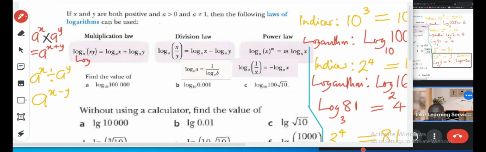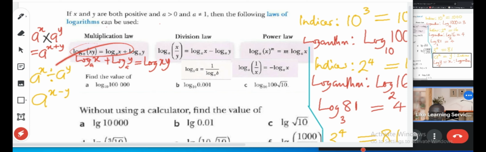Log of x in base a plus log of y in base a is equal to log xy. It's the same thing. If the left-hand side gives the right-hand side, the right-hand side will also give the left-hand side, isn't it? Now the division law: if you have one dividing the other, you just separate them and subtract. If you have log x over y all in base a, it will give you log of x in base a minus log of y in base a.